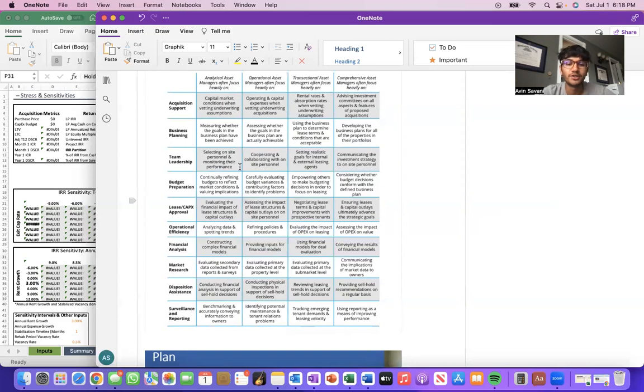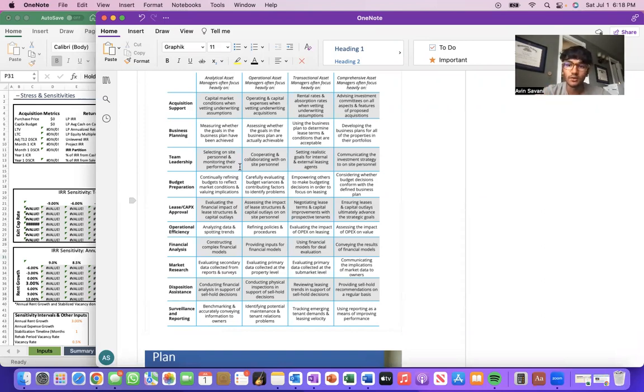Yeah, and then budget prep. So next thing would be budget prep. So analytically, you're refining it, you're seeing the variances, you're also seeing the implications of the market conditions and the exit decisions as well, right? So you're keeping that in mind. Operational wise, you're evaluating your budget variances. With operations, you're identifying the problems before they happen.